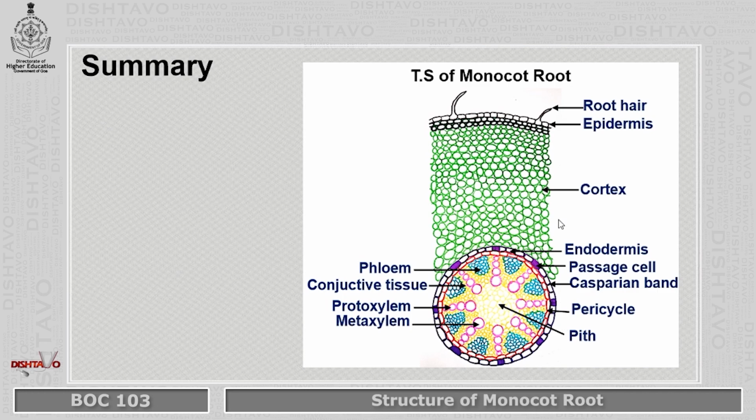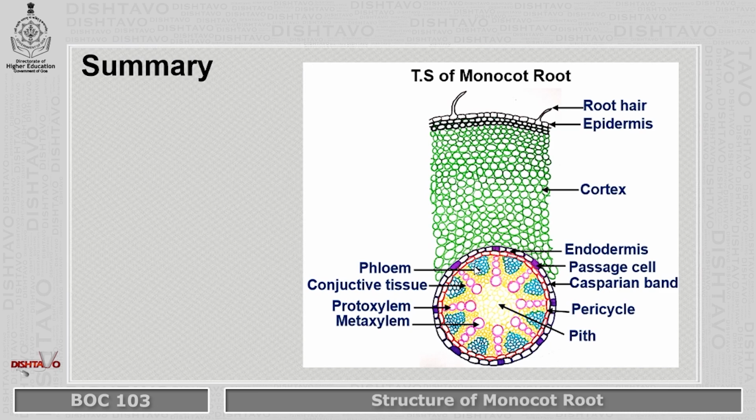Let us summarize. This is the structure of monocot root. The outermost layer is called as epidermis. Some epidermal cells come out to form unicellular root hairs. Epidermis is followed by a cortex. Cortex is followed by an endodermis consisting of Casparian band and passage cell. This passage cell helps in transport of water from cortex to xylem.